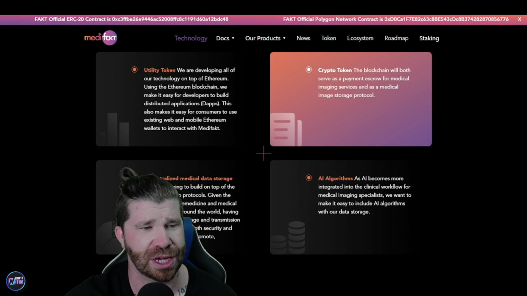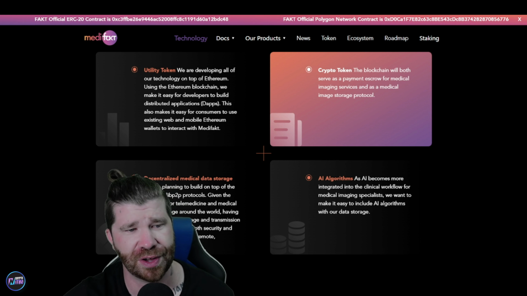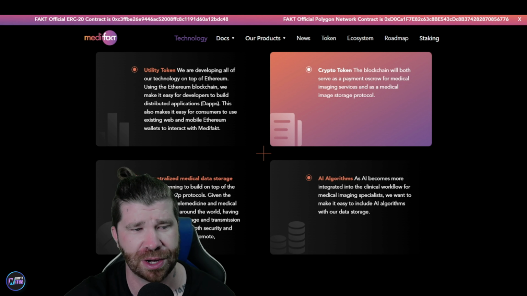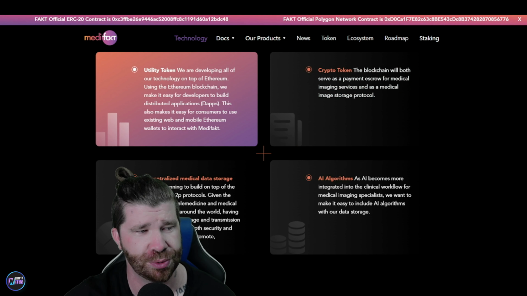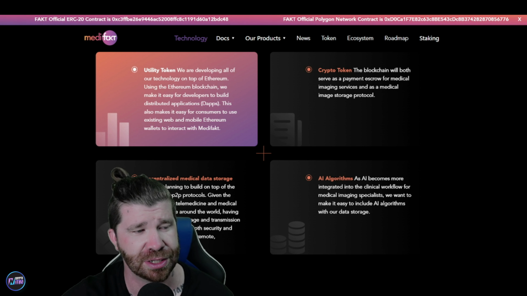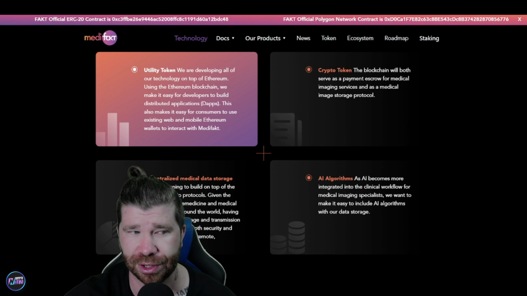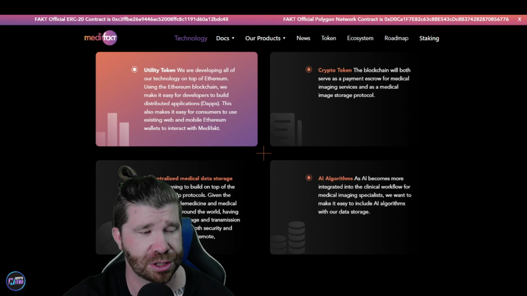So obviously, we have a crypto token, we already know. And this is going to serve as a payment escrow for medical imaging services and as a medical image storage protocol. Then we even have a utility token, right, which is very important. They're technically using the Ethereum blockchain. They make it easy for developers to build and distribute applications. This also makes it easy for consumers to use existing web and mobile Ethereum networks or wallets such as MetaMask.